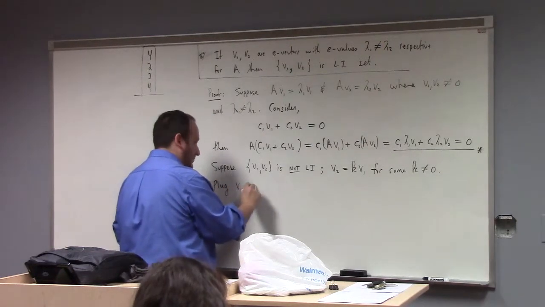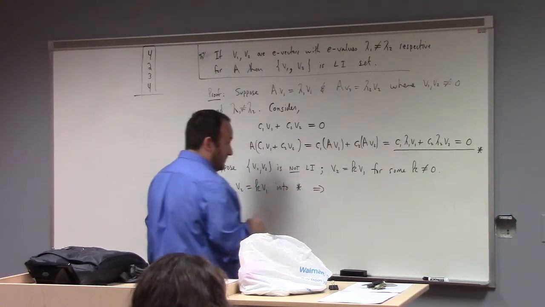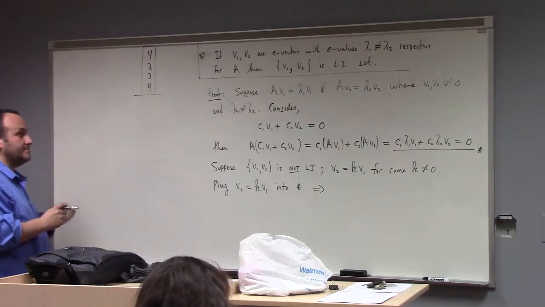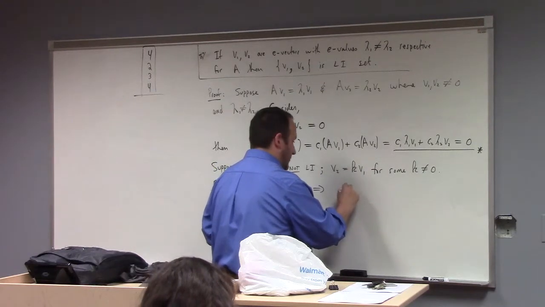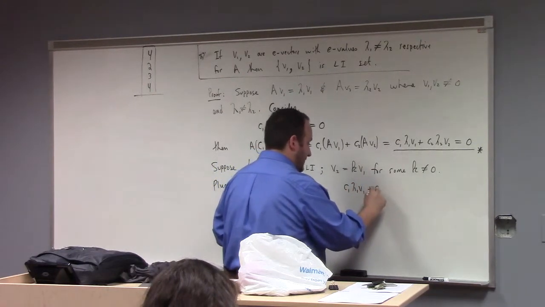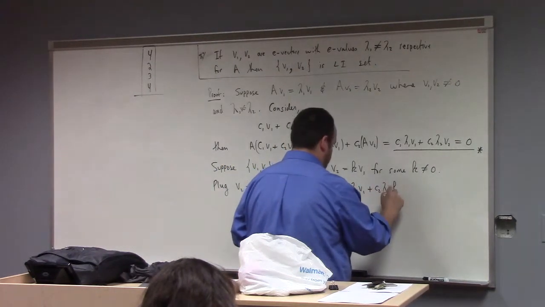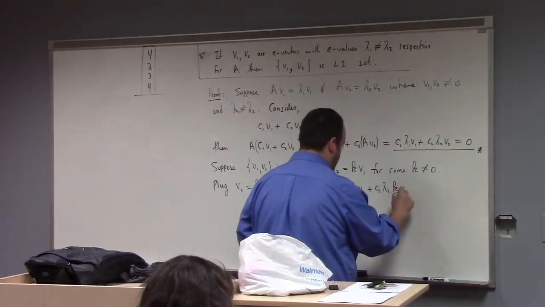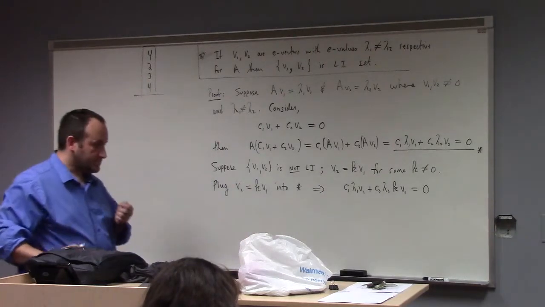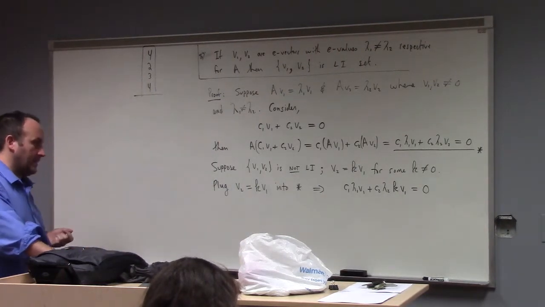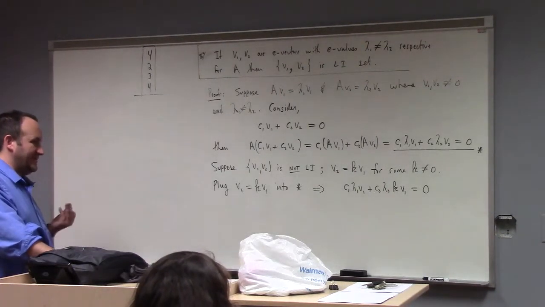Plug v2 equals k v1 into star. What's that give us? We've got c1 lambda 1 v1 plus c2 lambda 2, what we got here? k v1 equal to 0. Does this help us?